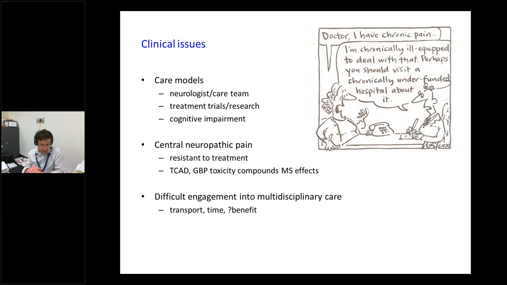We know from other experiences with spinal cord injuries and post-stroke that central neuropathic pain is resistant to pharmacotherapy in many situations, and that pharmacotherapy only has a limited role or limited benefit, but we use it in conjunction with a multidisciplinary care strategy. It can be very difficult to implement multidisciplinary care in MS just because of the practicalities of getting them there.